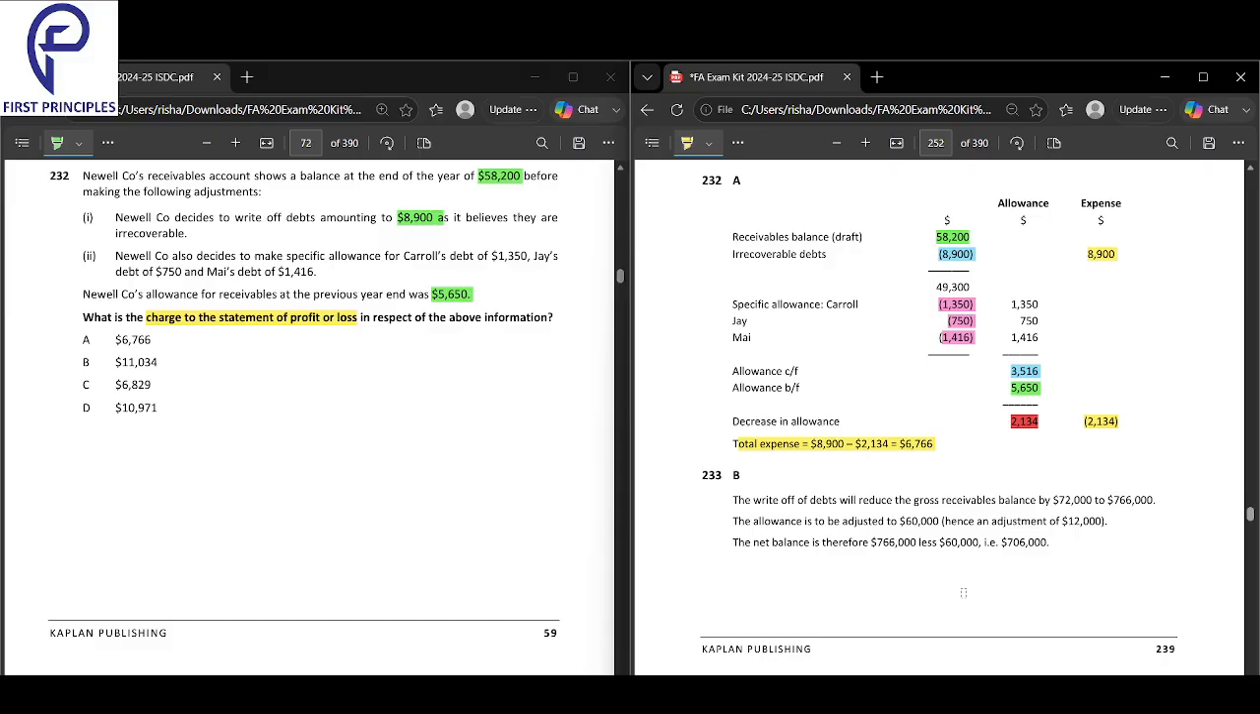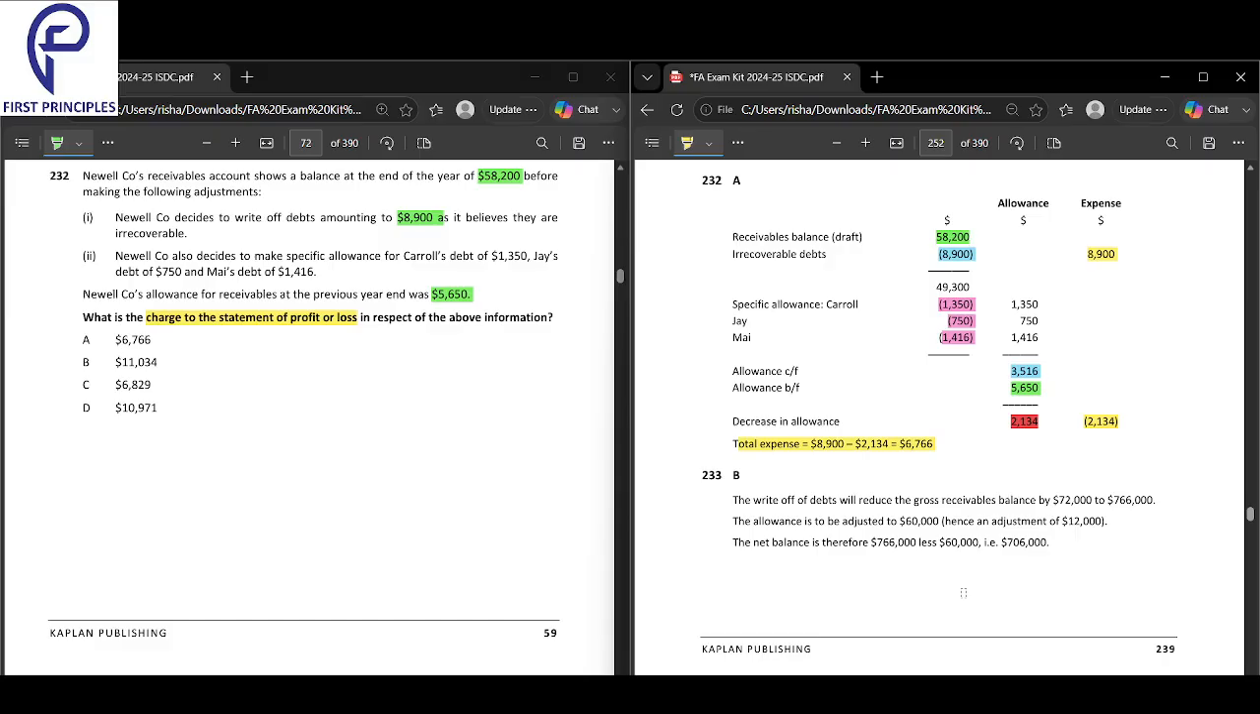Then we compare it with the opening allowance. Closing allowance 3516, opening allowance 5650. The difference between the two allowances is 2134. It's a decrease. Allowance is an expense, so our expense is decreasing over here. So 8900 is an expense and a decrease in expense of 2134. The total expense this year is 6766.